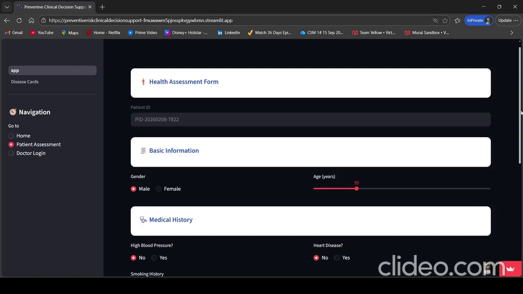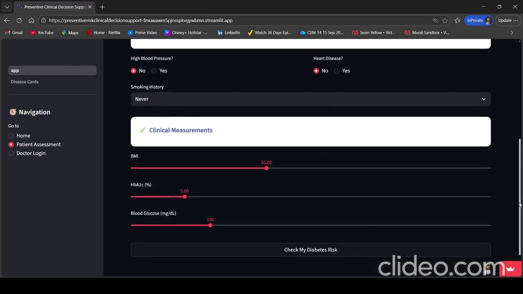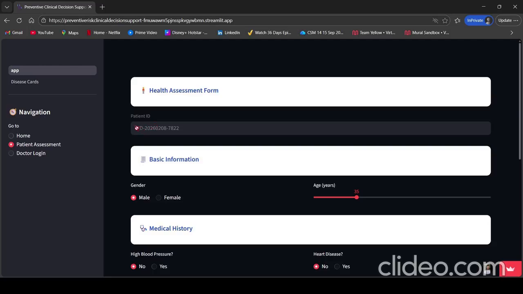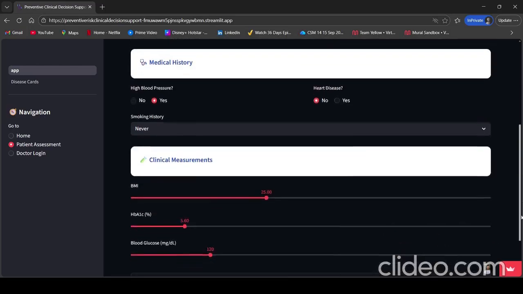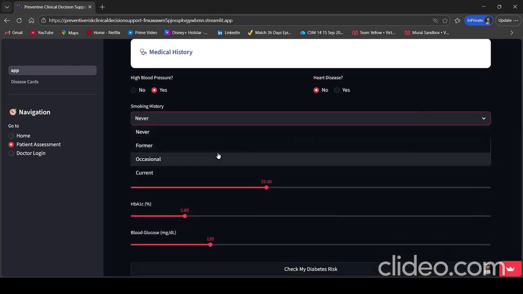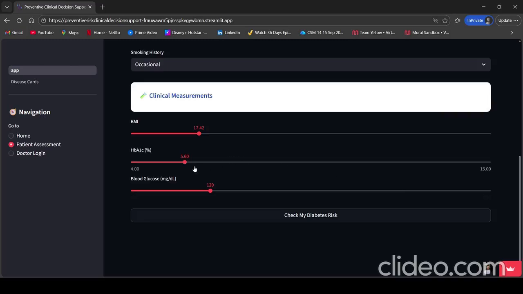Here, basic routine data is entered like age, BMI, blood glucose, blood pressure, smoking history, and medical background. I entered my basic information such as gender, age, high blood pressure, heart disease, smoking history, and some clinical measurements like BMI, hemoglobin, and blood glucose.